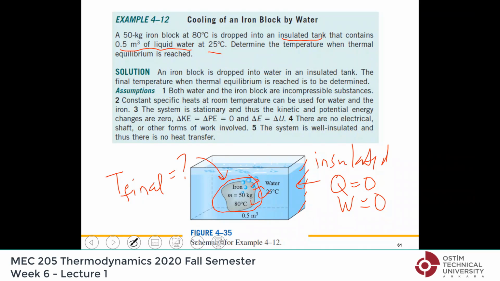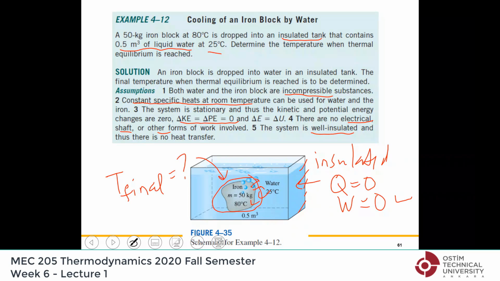Okay, now one is liquid, the other solid. So we can say both are incompressible. And look at the temperatures, 80 degrees to 25 degrees. So we can just use constant specific heats at room temperature for both of them. And there is no mention of movement, so kinetic and potential energies, we can safely assume are 0. And we don't see any electrical, shaft, or other forms of work involved. So the work is 0. And the system is well insulated.